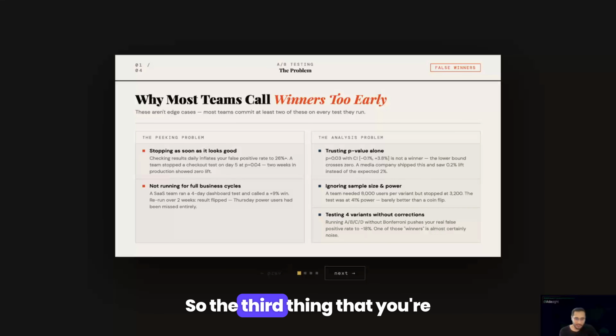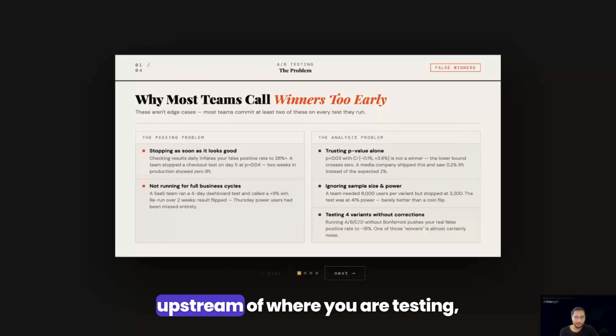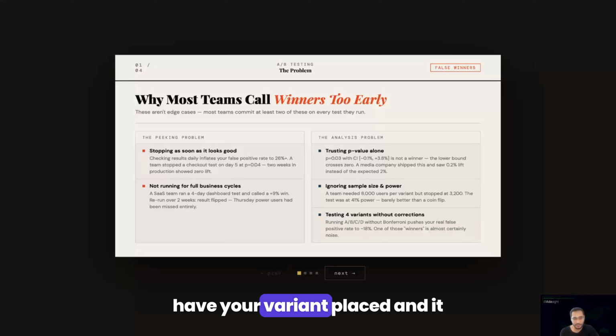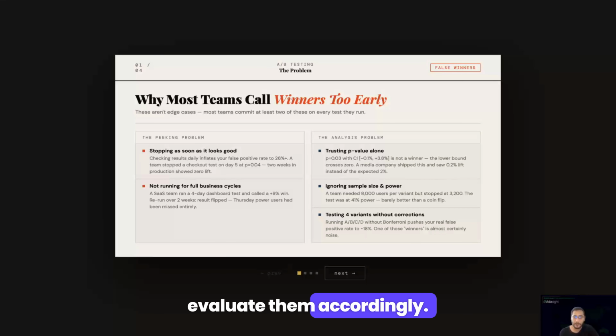So the third thing that you're going to look into is, are your guardrail metrics clean? It's very important to have your guardrail metrics set up. These guardrail metrics can be upstream of where you are testing your experiment, or where you have your variant placed, and it could be downstream as well. So it's very good and very important to look at your guardrail metrics and then evaluate them accordingly.